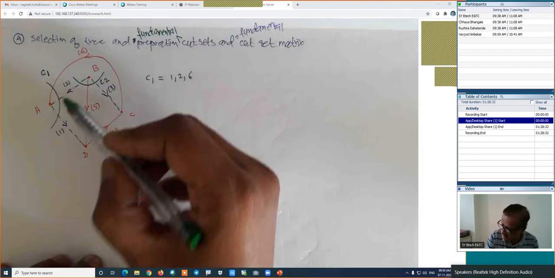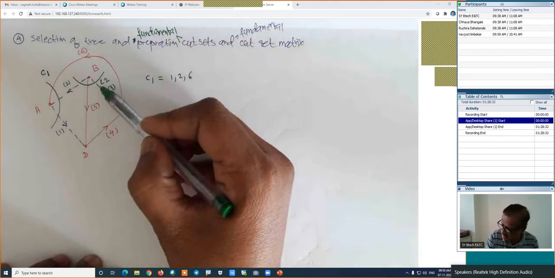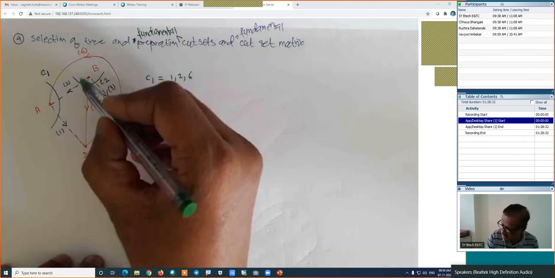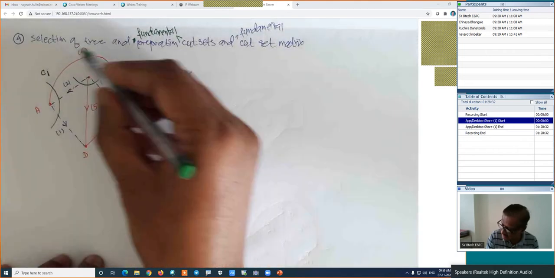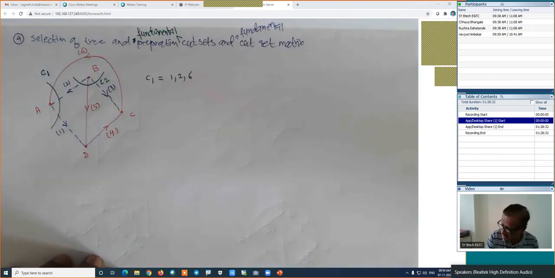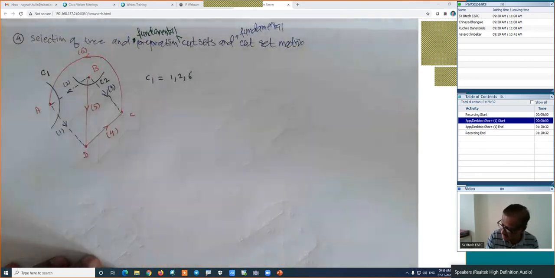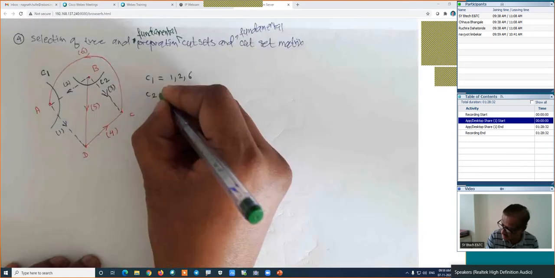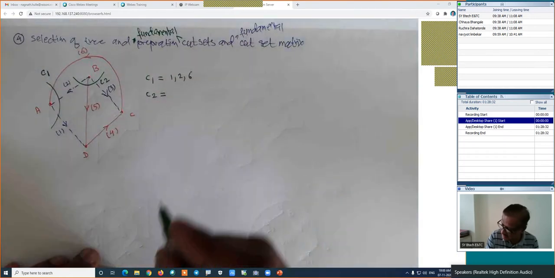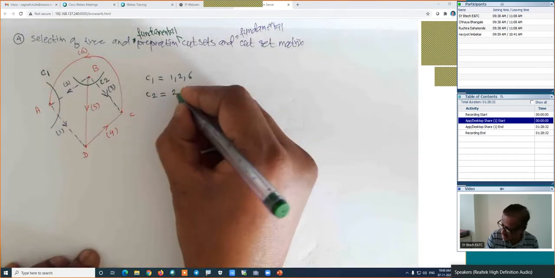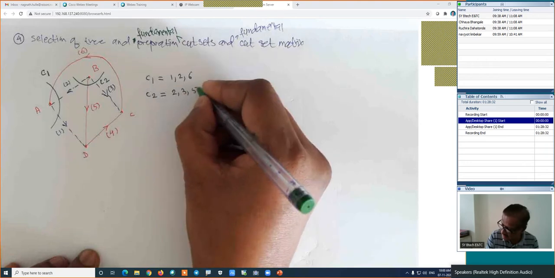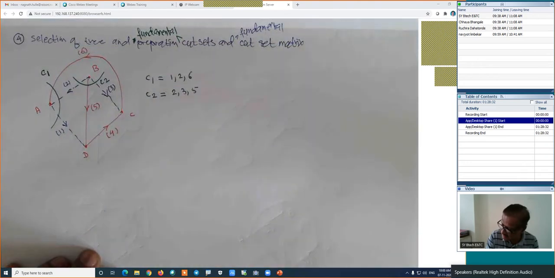Now here, if we are removing branches 1, 2, 3, it will divide the given figure into two parts. One part is this and the other is the outside part. And this set consists of only one tree branch, and that tree branch is nothing but branch number 5. That's why it is a valid fundamental cut set. Cut set number 2 is branch number 2, branch number 3 and branch number 5, that is 2, 3, 5.